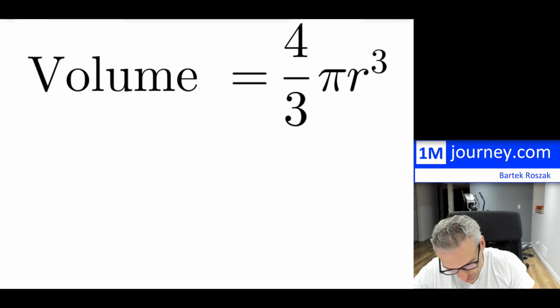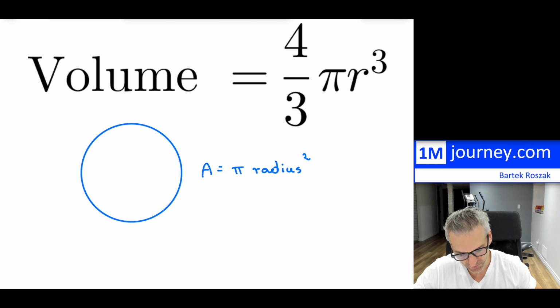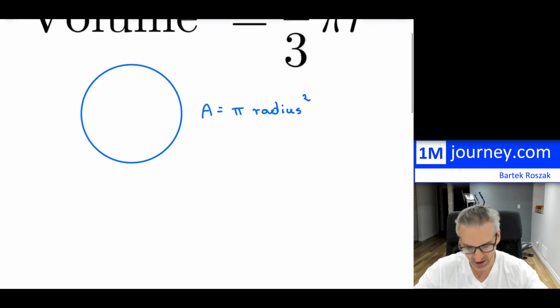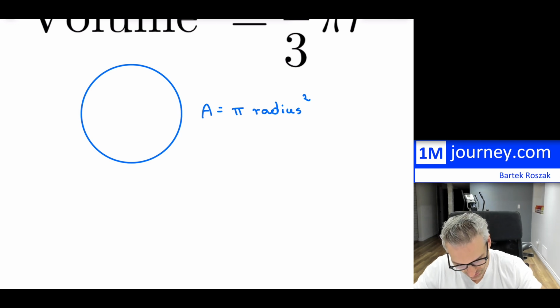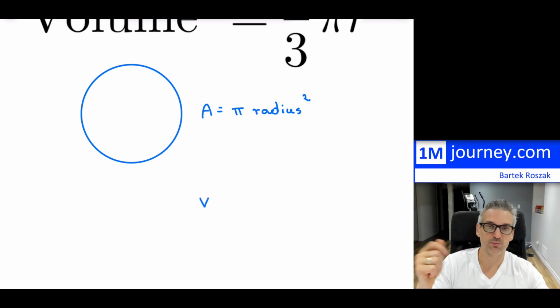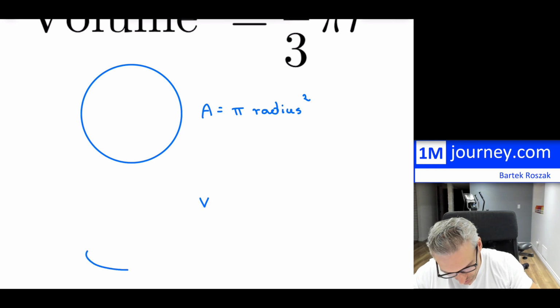What I'm going to assume is that you are familiar with the area of a circle. The area of a circle is just pi times its radius, whatever that radius might be, and that radius would be squared. Now if you extend this up and want the volume of a cylinder, which is basically nothing else than a disc, what we have is just the height, which wouldn't be very big.